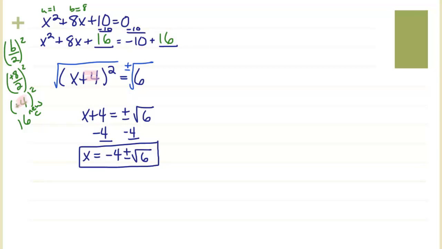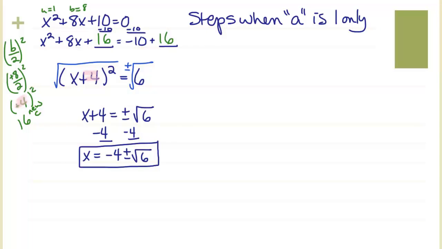Okay, now all the steps I'm going to write are only when a is 1. I'll do an example or two for you when a is not 1, but I want to make sure you know that these are the steps when a is 1 only. Let's make that a lowercase a. Because when a is not 1, there's some extra stuff to go on.